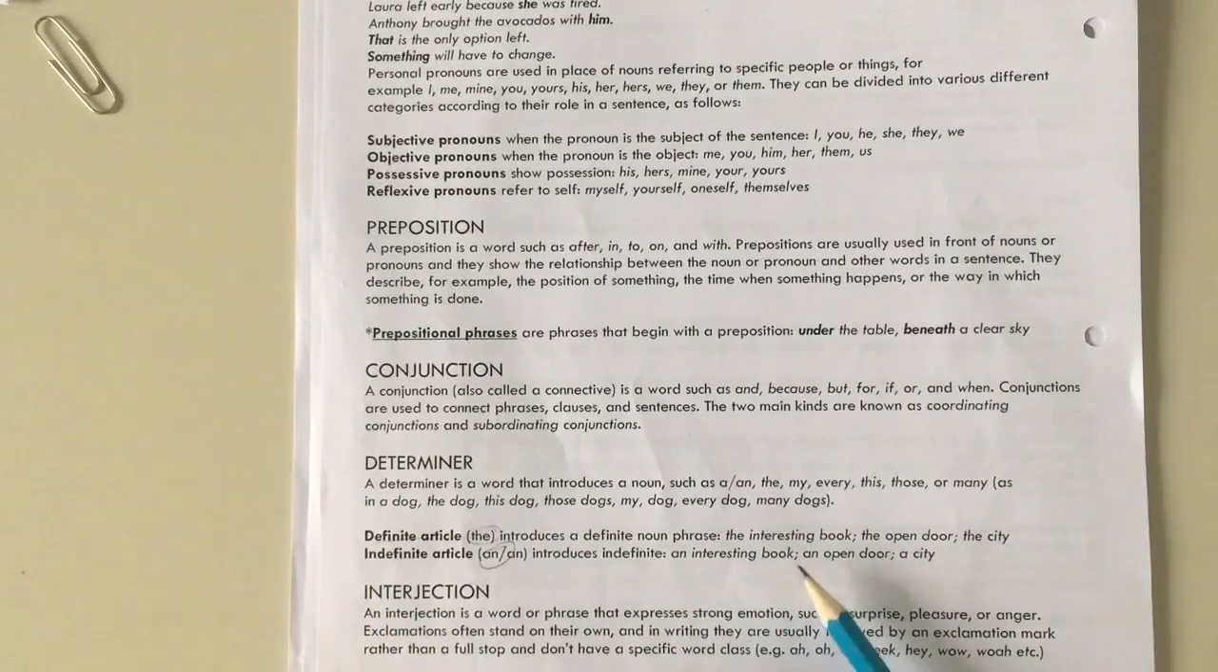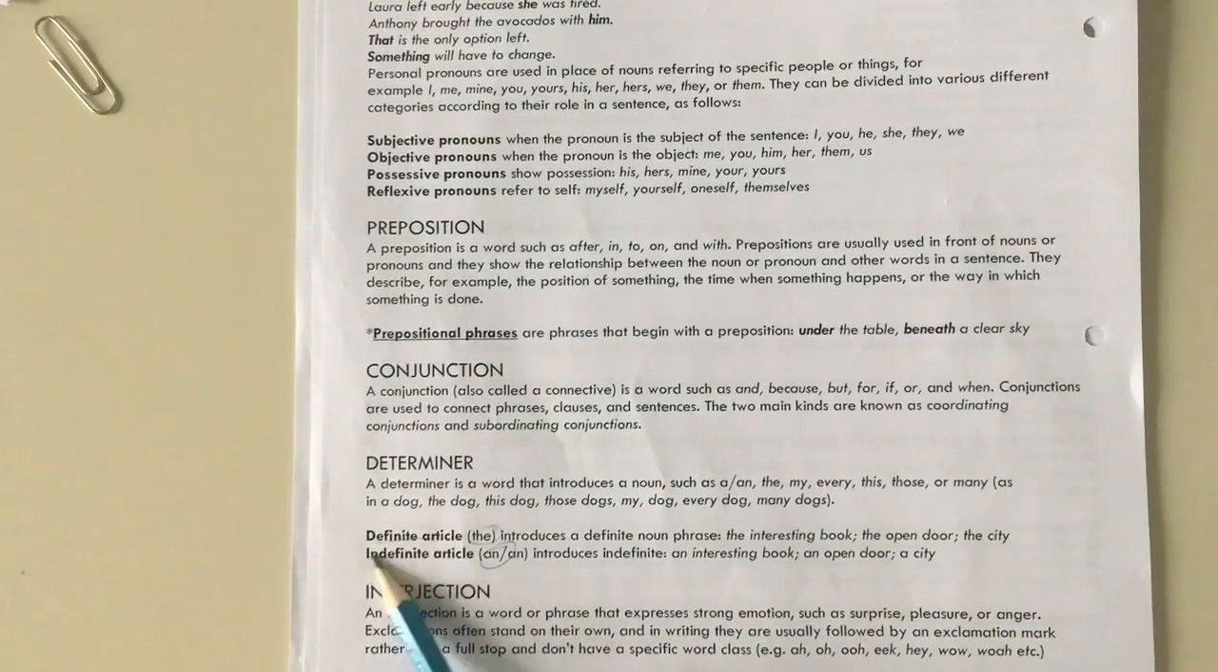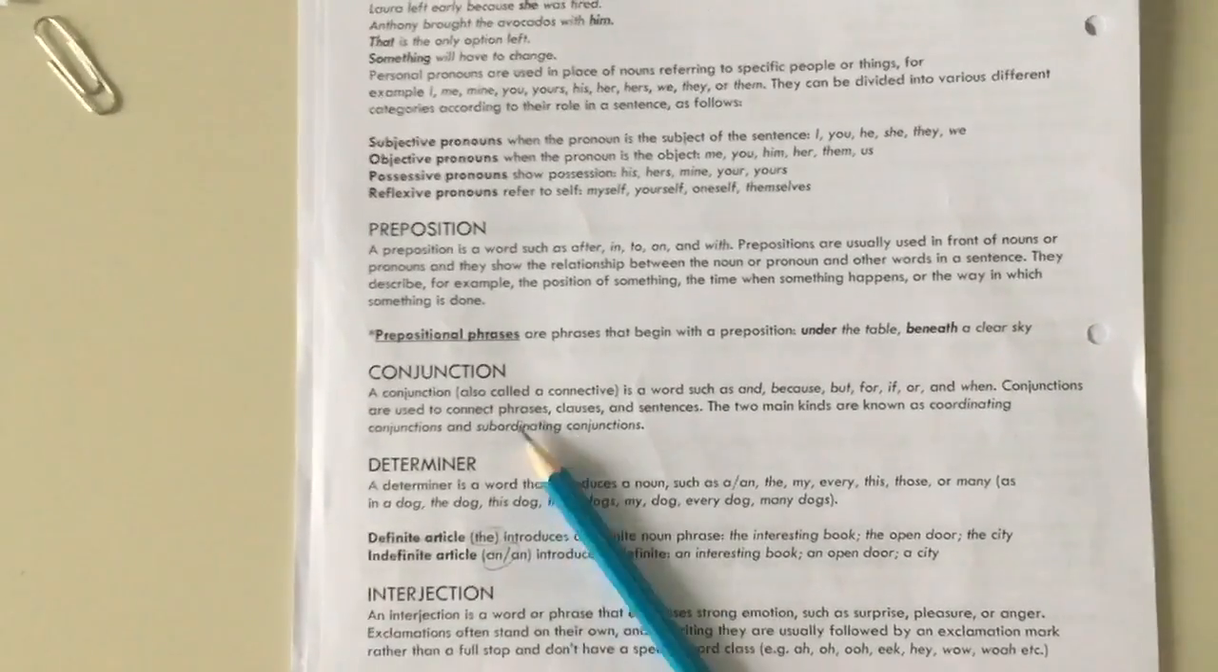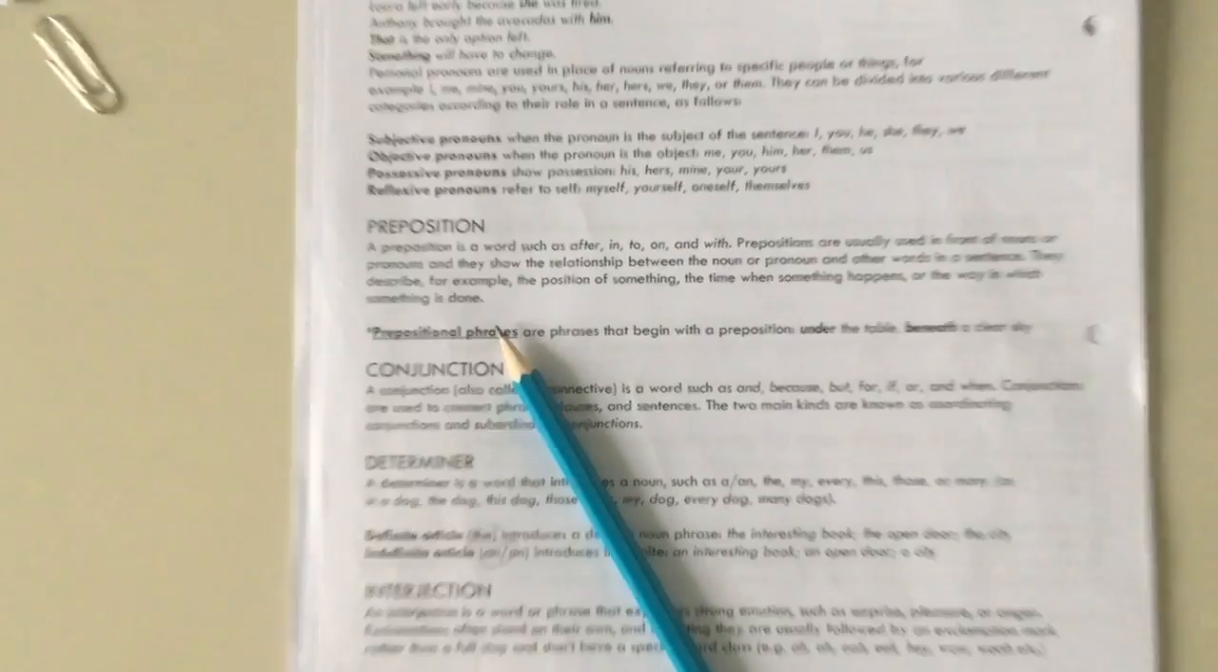Yeah. So an interesting book, an open door, a city. Whereas if I say the city, I mean a particular one, a definite one. An indefinite means not definite, so it could be any one. And then, of course, as we know, interjections are oh, ooh, eek, ow, ah, whoa, etc. Okay, so that's everything for our revision.